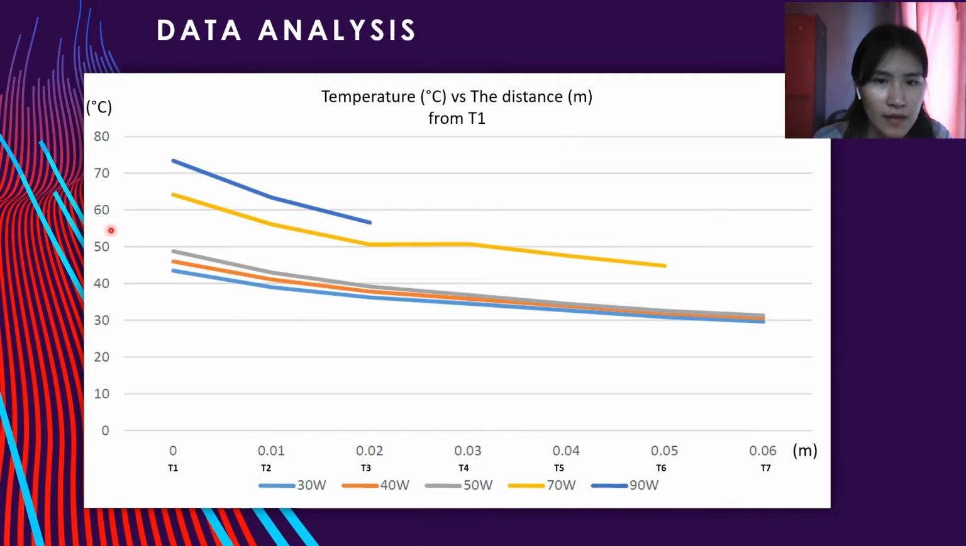We can see here that the lines for 70 watts and 90 watts stop here and here. This shows there was a bit of an error while conducting the experiment. So we can conclude from this data analysis that the closer it is to T1, the heater, the higher the temperature will be. That's all from me. Thank you.